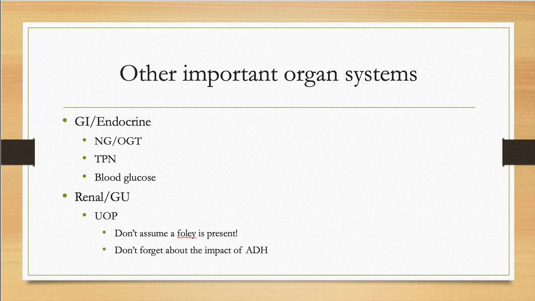Just a couple other thoughts on some of the other organ systems that I think are often underappreciated given our preoccupation with the neurologic, cardiovascular, and respiratory systems. With GI and endocrine, you can always think ahead of time if this patient's going to need an NG or an OG tube post-operatively, whether or not they're being extubated. Especially actually if they're being extubated.